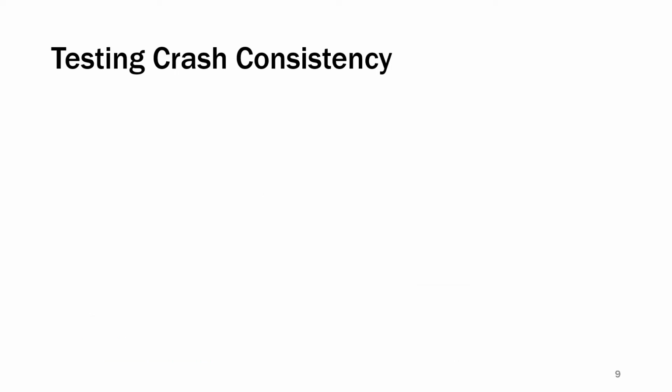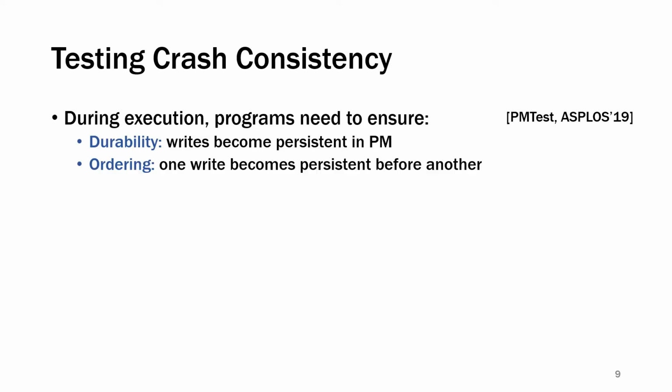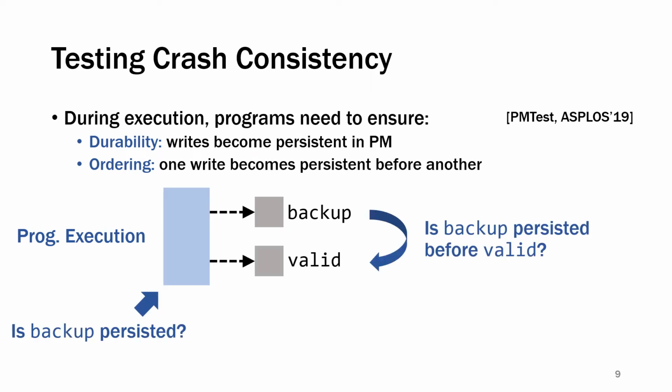As programming for persistent memory is hard, we need testing tools. Our previous work, PMTest, has provided testing for persistent memory by checking the 2 fundamental guarantees. First is the durability guarantee that writes become persistent in memory, and second is the ordering guarantee, that is, one write becomes persistent before another. In the previous example, programs can assert whether the backup has been persisted and whether the backup is persisted before the valid.